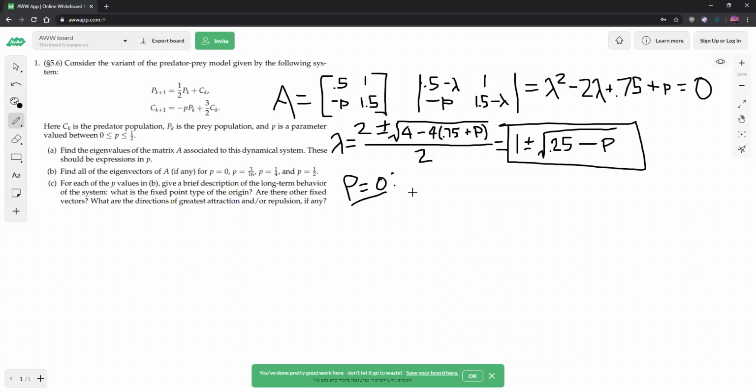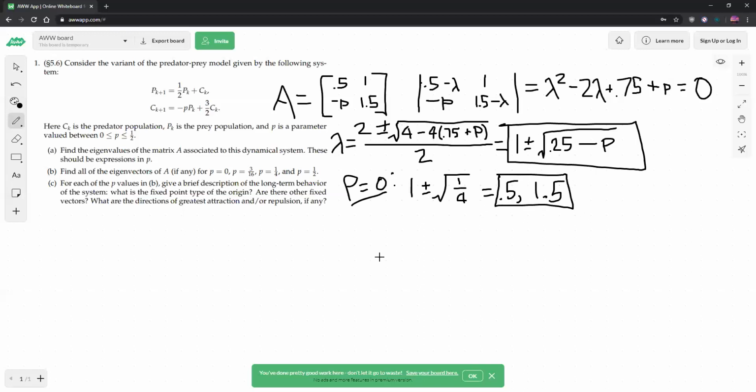P equals 0, right? So if we put P equals 0 in this thing, well, first off, we want to find what the eigenvalues are going to be for P equals 0. We're given a whole list: 0, 3/16, 1/4, 1/2. We'll just do this one to start, though. All right, so we have 1 plus or minus. P is 0, remember? So this is just going to be 0.25 or 1/4. Square root of 1/4 is 1/2. And so that leaves us with 1 plus or minus 1/2. And that would be 0.5 and 1.5 for your two eigenvalues.